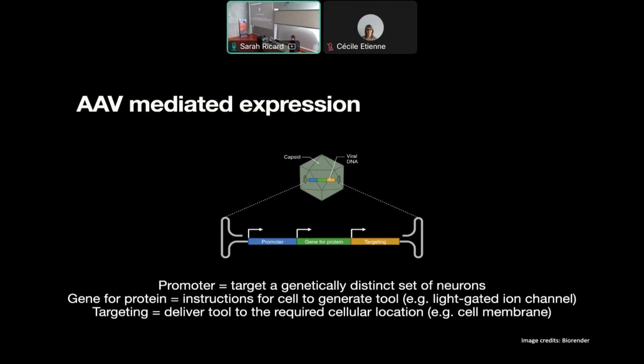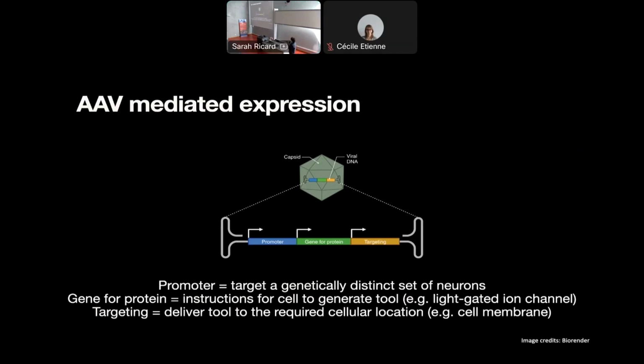You've probably heard of gene therapy. It's been in the news a lot. And basically, using viruses, you can get a cell to express a foreign gene. And the foreign gene is generally formed of a promoter, a gene for the protein, and a targeting sequence. And the promoter basically tells the cell body whether to express it or not. So you can express your tool of interest in a subset of cells that you're interested in. So for instance, excitatory neurons or inhibitory neurons or cardiac cells or skin cells. So this promoter basically means that your tool is only expressed in the cells that you're interested in.